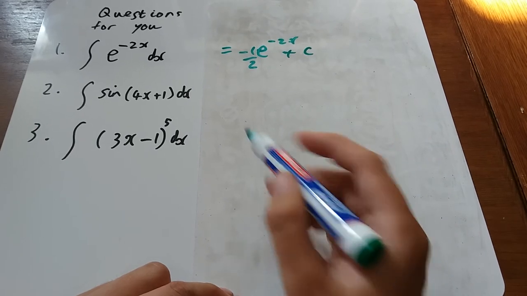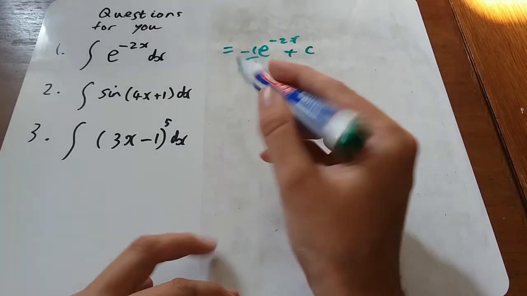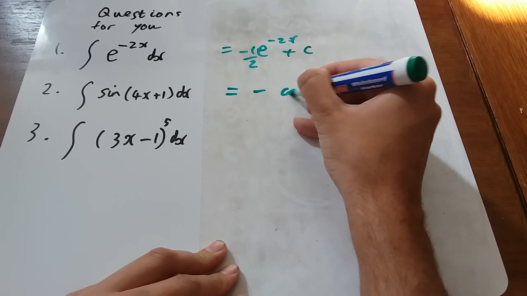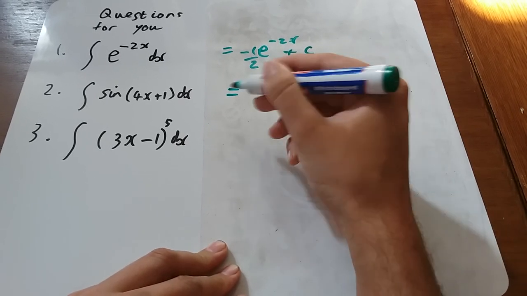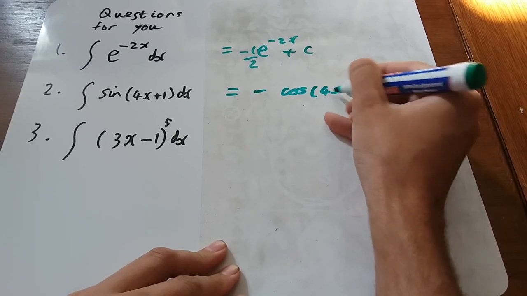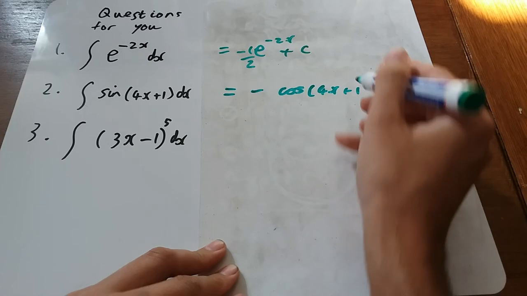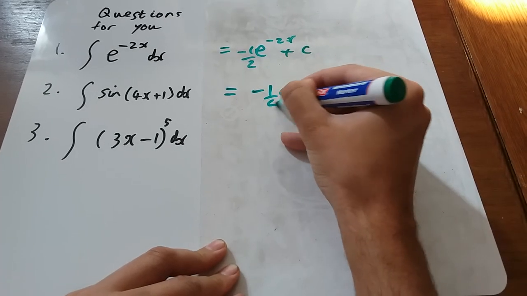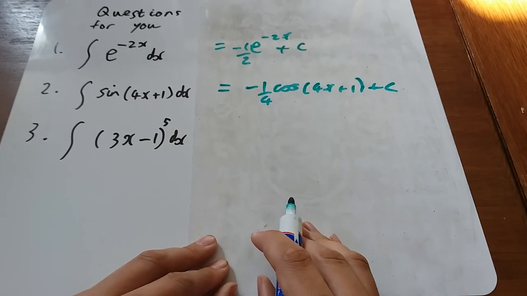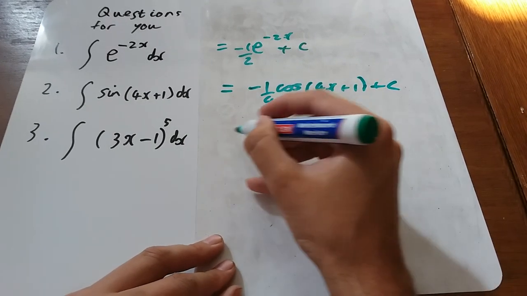General rule of thumb in the exam, the plus c is usually worth a mark, so it's an easy one to forget. Right, this one, sine goes to minus cos, so we're going to get minus, I'm going to leave a little bit of room here because I know I'm going to put a constant in a minute. We're going to get cos of 4x plus 1, and then we're going to have a divide by 4. Final thing, plus c.